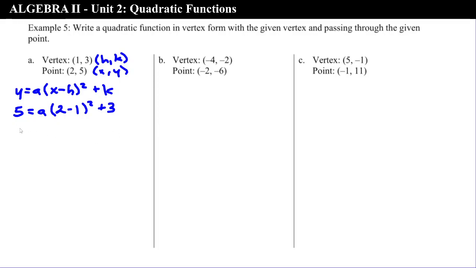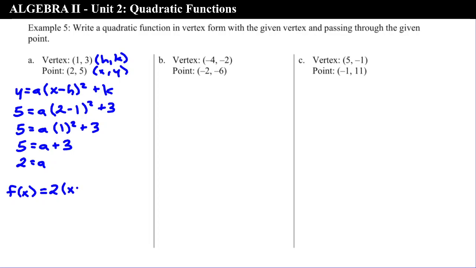So we have 5 equals a times (2 minus 1), which is 1. 1 squared is 1, so we just have a plus 3. And then 5 minus 3 is 2, so a would be 2. Now all we have to do is write in what our equation would be: f of x equals 2 times (x minus 1) squared plus 3.